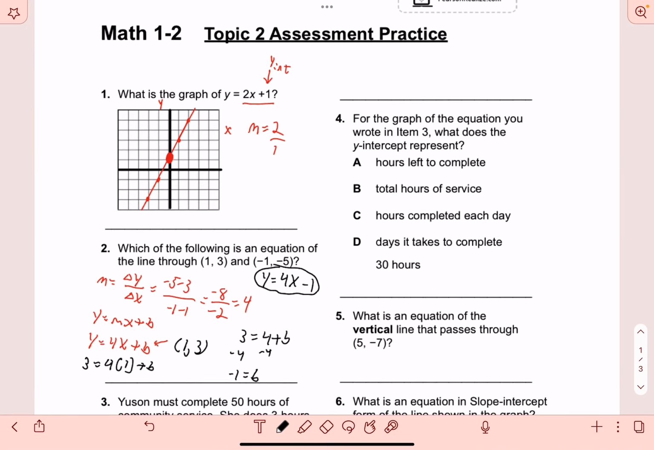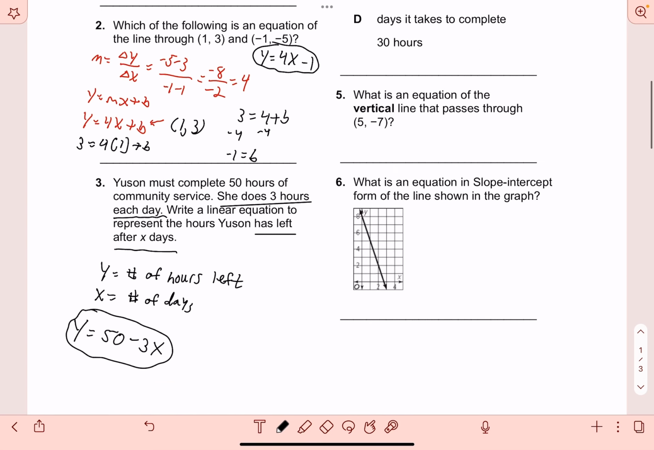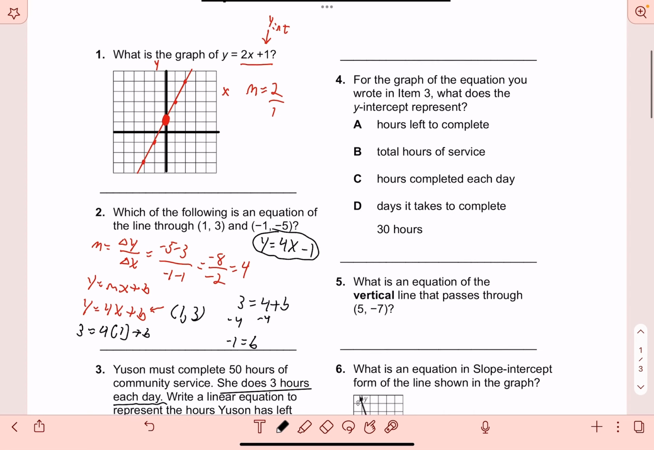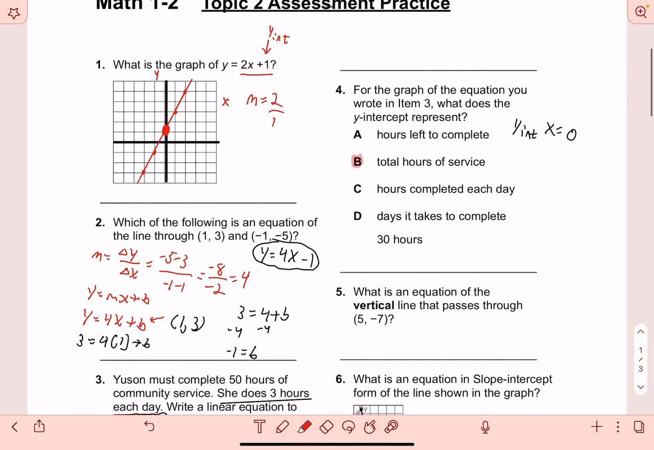Now, it says here, for the graph of the equation you wrote in item 3, what does the y-intercept represent? Well, let's look at this. The y-intercept is when x equals 0. X is the number of days, right? So they're saying, what's the value of y when you haven't worked any days? Well, isn't that the total hours of service you need? In other words, it's going to be choice B, because when x is 0, that means you still have 50 hours to serve.